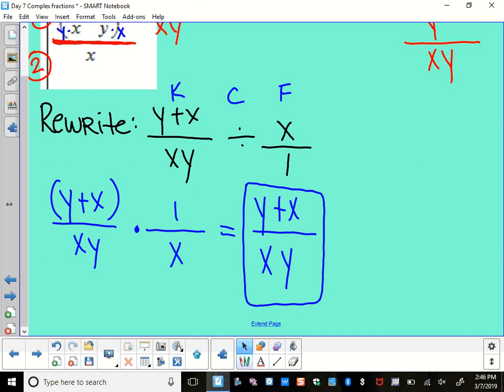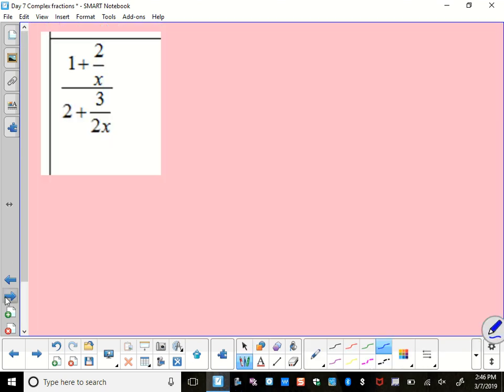Now this last problem I want you to do on your own, but I will get you started with your LCD. And you have your top fraction, which is 1 plus 2 over x. Your bottom fraction is 2 plus 3 divided by 2x. If I were you, before you even get started, put my 1 and my 2 over 1. Make it a fraction. So when you go to do your LCD for your top fraction, you have 1 and you have x. What's your LCD going to be? 1x, or you can just write x.